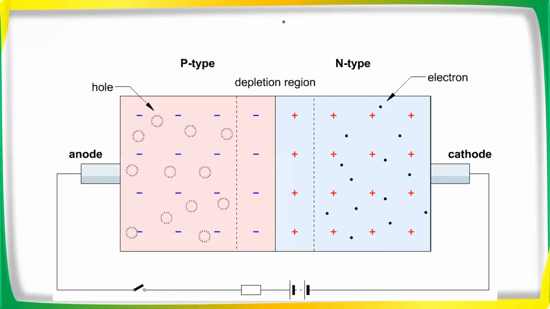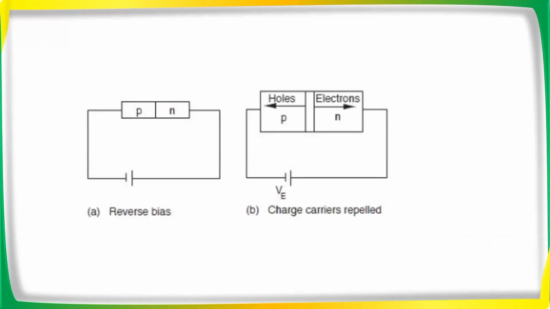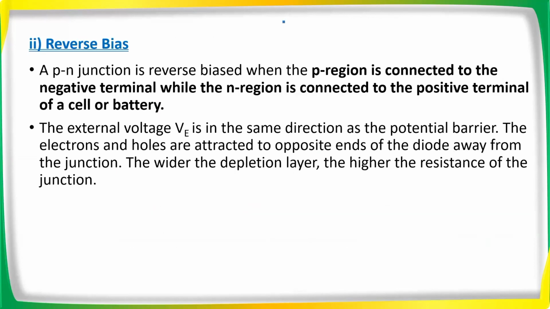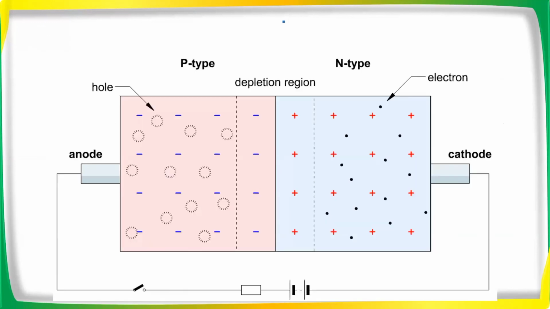Now, I want somebody to tell me what you think will happen. Let me go back to this screen. This time the P-type is connected to the negative, and the N-type is connected to the positive. Can somebody tell us what you think will happen? I've already explained the other side.